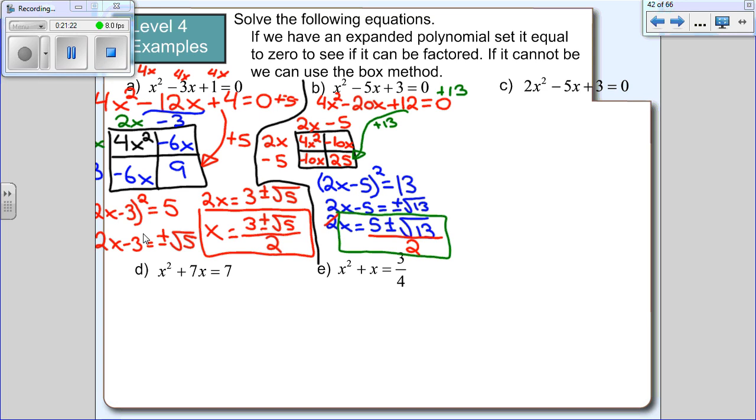So don't write this down. I'm going to show you what you run into in this situation. So sometimes you're going to do box method. You're going to multiply everything by 2. Please don't write this down. When you go to do your box, and you do the first term and you're like, excellent, it's working out. And then you know you need negative 5x and negative 5x.